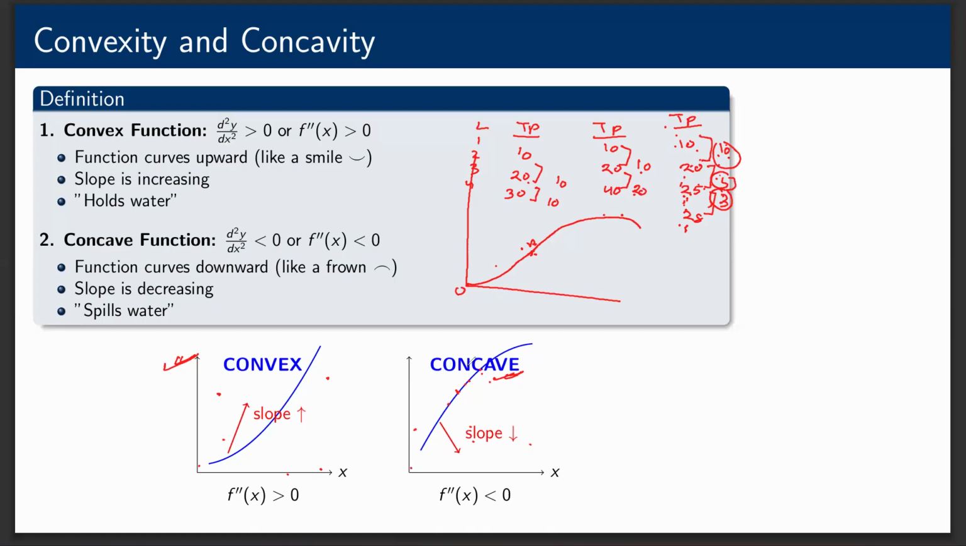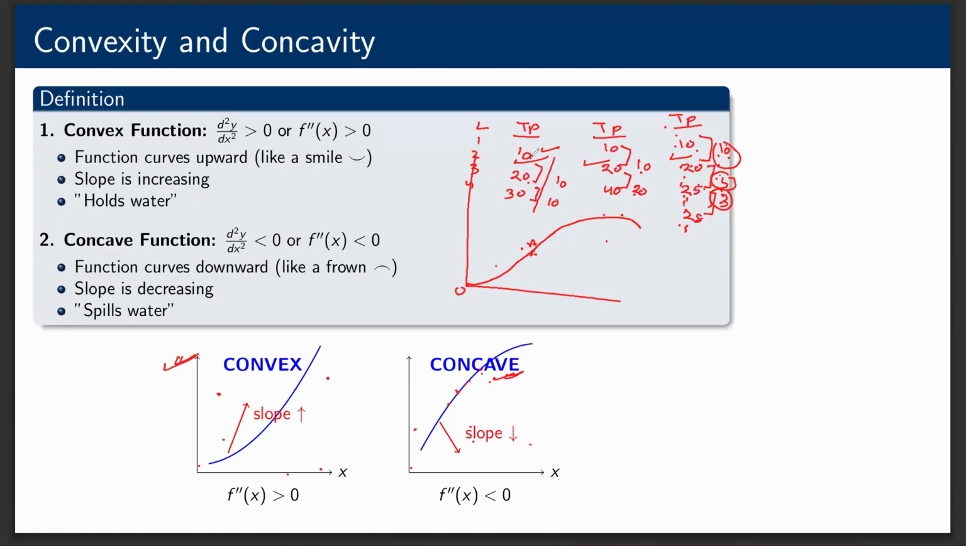The first order derivative will say whether the function or the curve is increasing or decreasing. In all these conditions, I find the first order derivative will be positive. Why? Everywhere in this condition, TP is increasing. Here, TP is also increasing. In the third condition, TP is increasing. Throughout the area, I can say my TP first order derivative is positive.